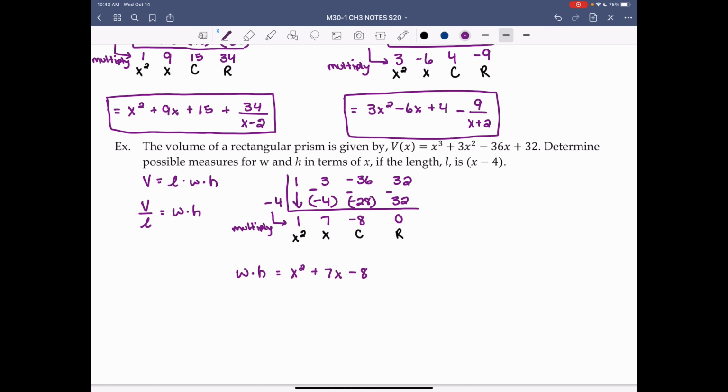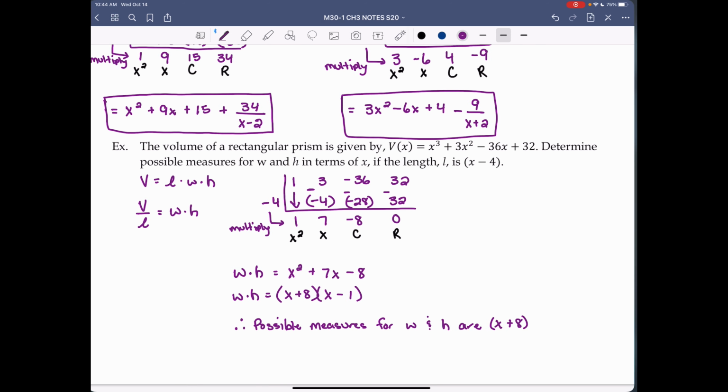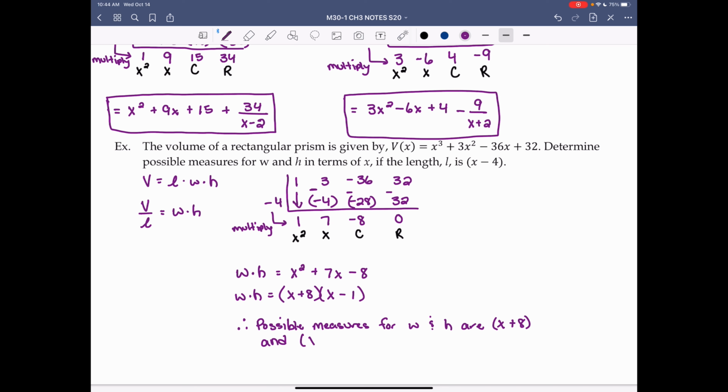Let's solve this. We can factor this. We get width times height equals x, two numbers that multiply to -8 and add to 7 would be +8 and -1. Therefore, our possible measures for width and height are x plus 8 and x minus 1.